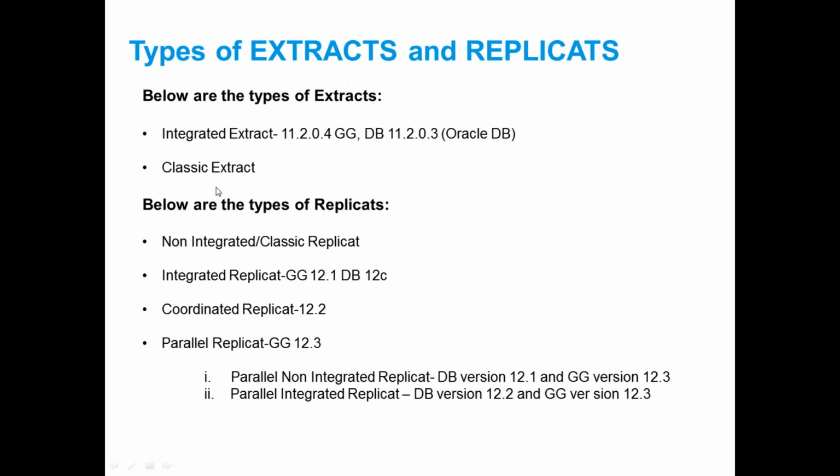Okay, so what are the different types of extracts available? Integrated extract and classic extract. So there are two types of extracts available: integrated extract and classic extract. So integrated extract is the new extract. I should not say new, but I should be saying the latest available extract. It is available from Golden Gate version 11.2.04 and database version 11.2.03. And this integrated extract is available only for Oracle database. Classic extract is available since beginning.